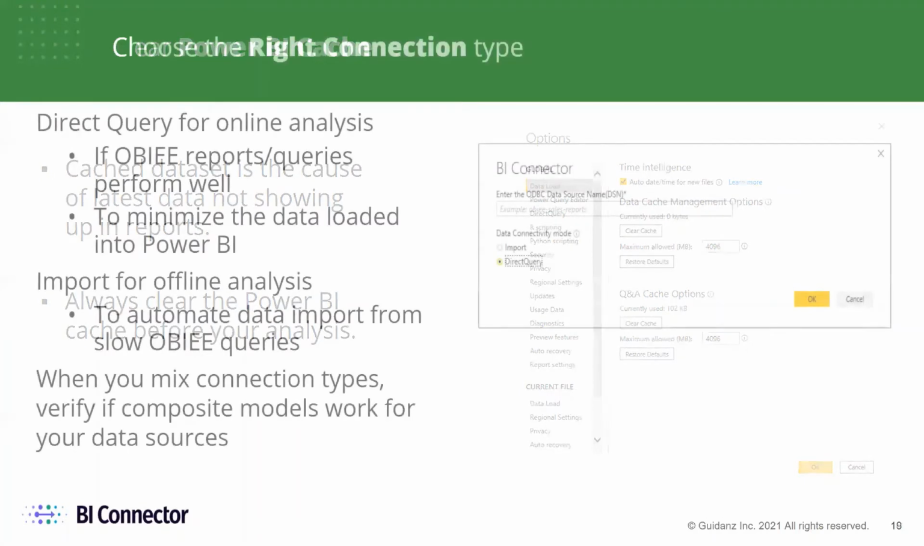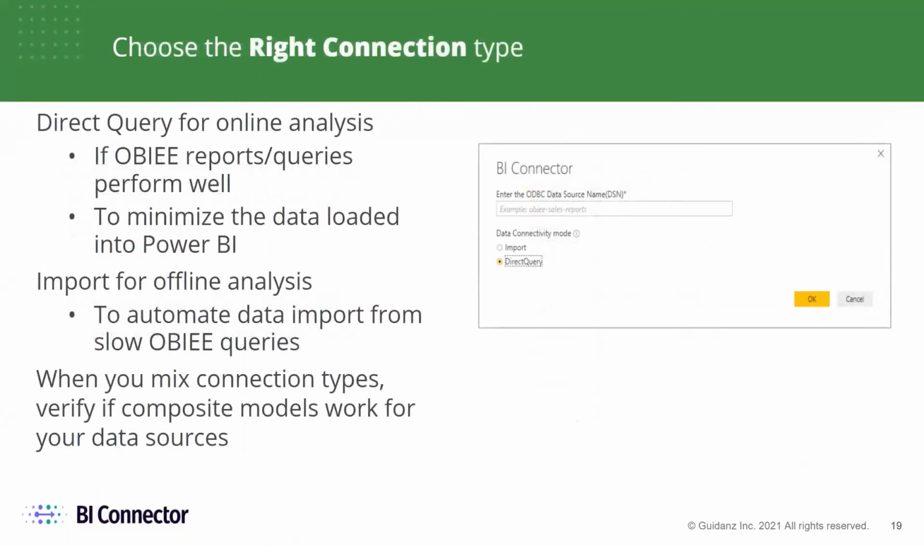Next, this one is very important. Choose the right connection type. If you're dealing with reports or queries that perform well, then you can go for the direct query. In case you're dealing with slow OBIE queries, you can choose the import option and automate the data import. But be sure that if you're using mixed connection types, let's say a direct query for OBIE and import for another data source or vice versa, you have to ensure that the composite models work for you.